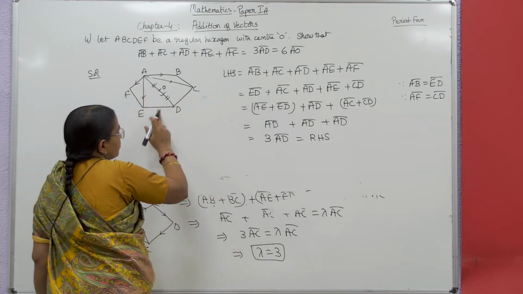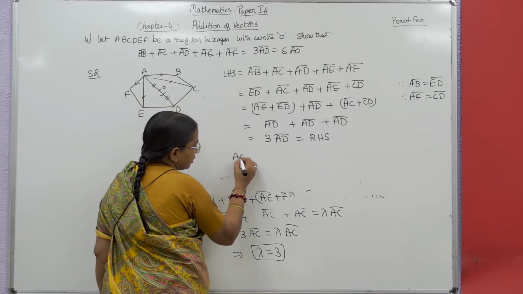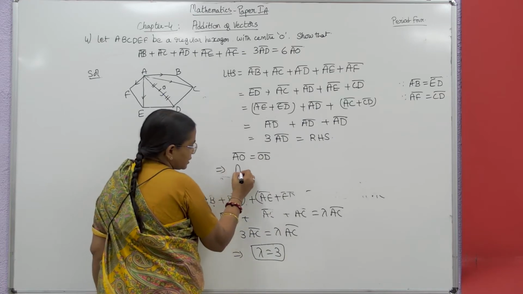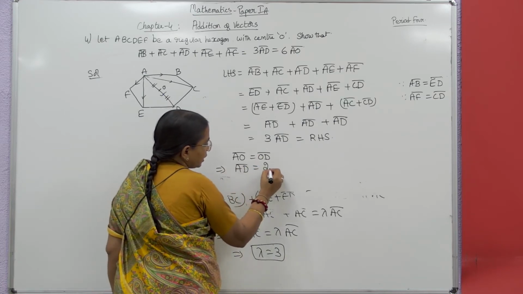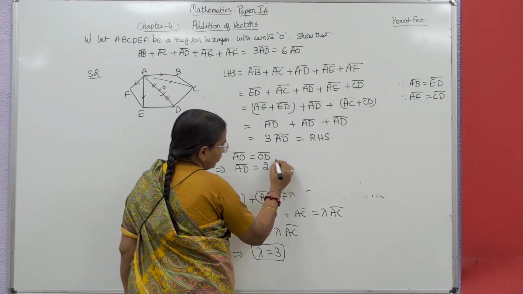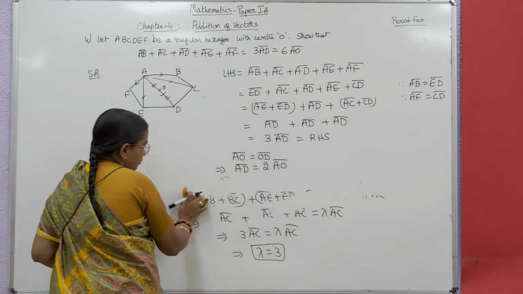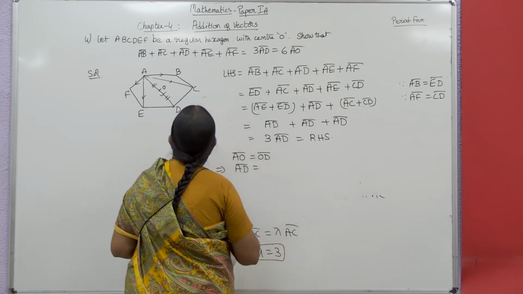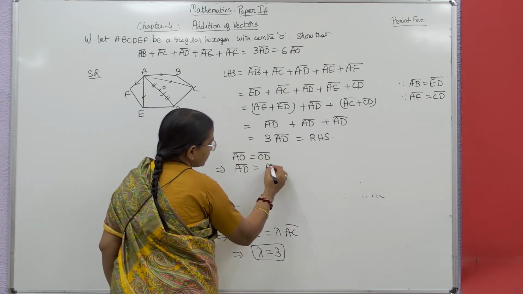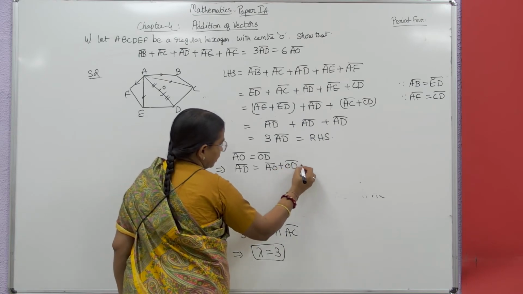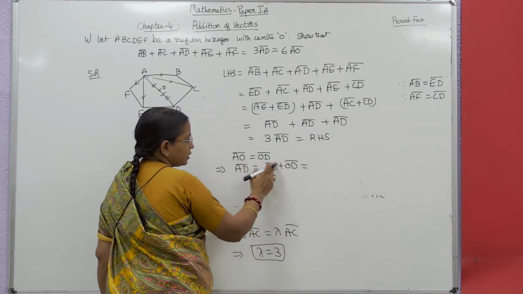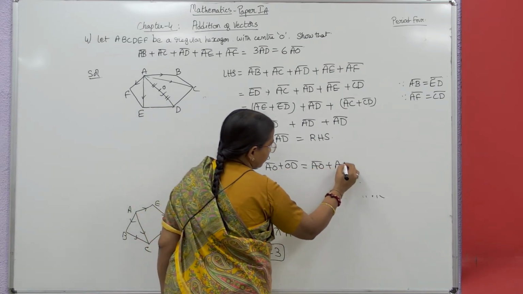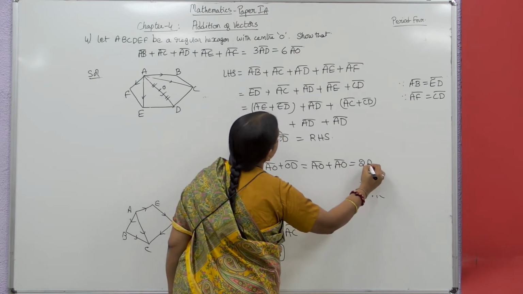So AO is same as OD. AO is equal to OD. So that means AD is equal to 2 times AO, because you can write AD as AO plus OD. AO is same as OD, OD is same as AO. So we write AO plus AO, that is 2 times AO.